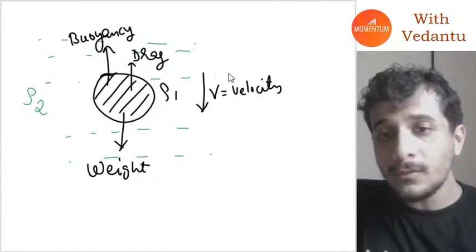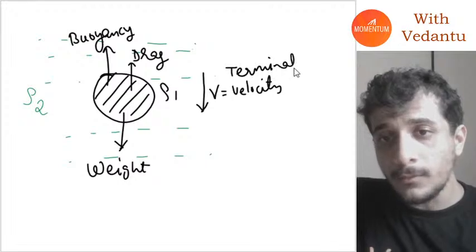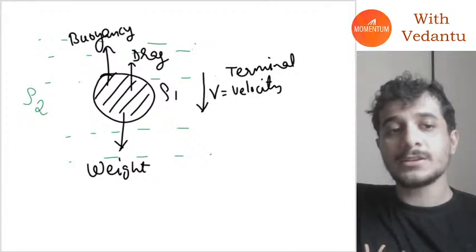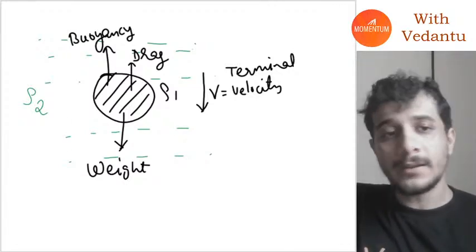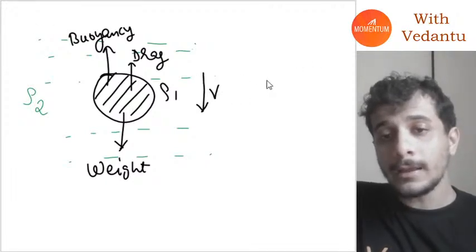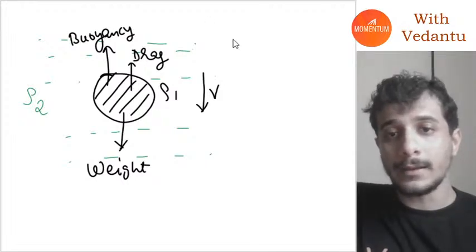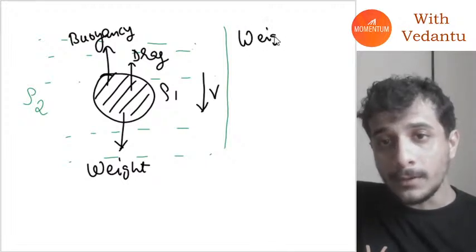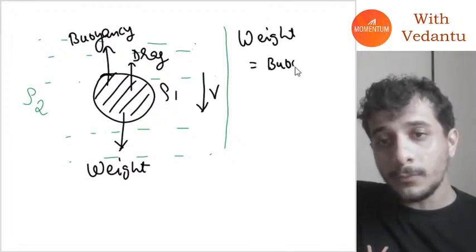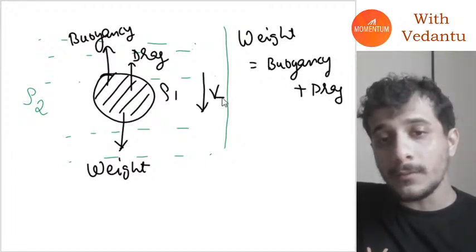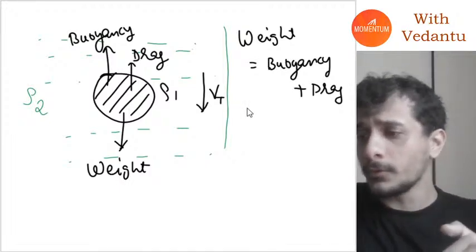So what you can say is that when it is going with terminal velocity, the acceleration of the body will be equal to zero. Basically, when it is going with terminal velocity, its velocity will stop increasing. So in that case, what I can write is when it is going with terminal velocity, the weight of the body will be same as the buoyancy force plus the drag force. At terminal velocity, the total force down will be equal to total force up.